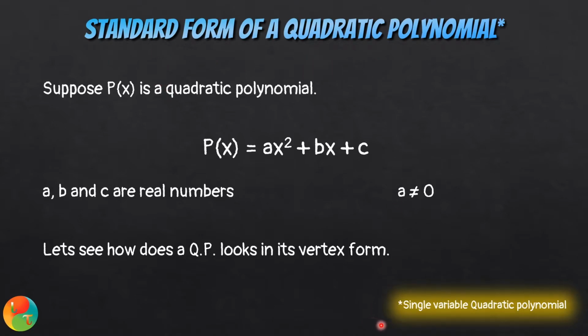We are strictly talking about a single variable quadratic polynomial or univariate quadratic polynomial. Suppose p of x is a quadratic polynomial. So p of x is written as ax square plus bx plus c in its standard form, where a, b and c are real numbers and a is not equal to 0. There are no such restrictions on the values of b and c. Now let us see how a quadratic polynomial looks in its vertex form.